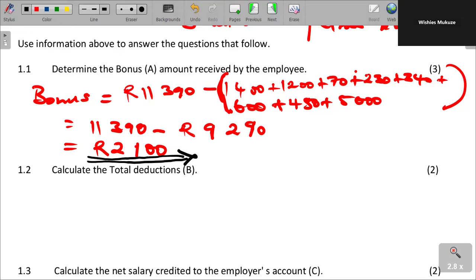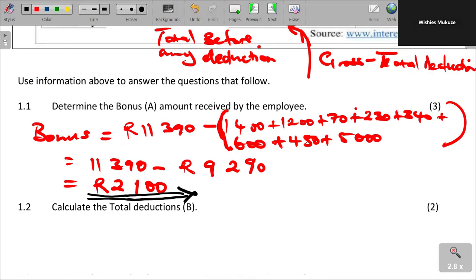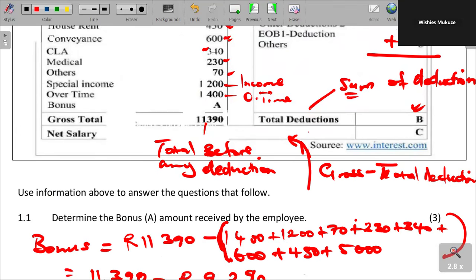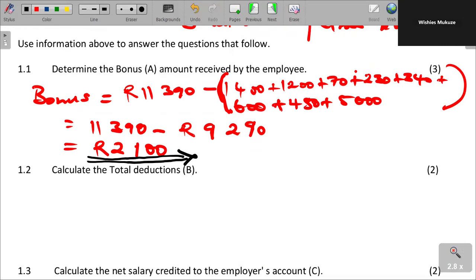Our bonus contribution is 2,100, which is obtained by subtracting all other sources of income from total gross income. Gross is a sum of all the monies. A was not given, so we find the value of A by subtracting all the other forms of income from gross income. Therefore, we get 2,100.